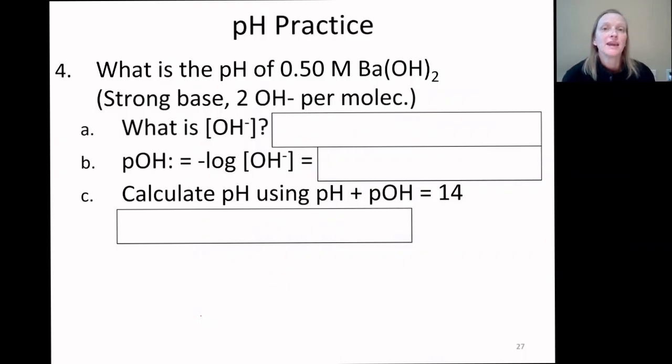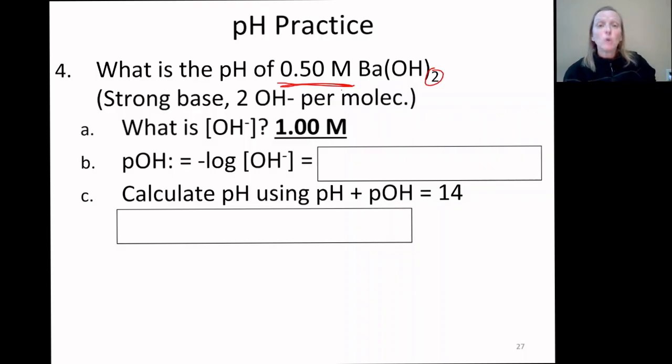Another example, what is the pH of 0.5 molar barium hydroxide? This is a strong base, so it fully ionizes in water. And you can see that for every 1 formula unit of barium hydroxide, I'm going to get 2 hydroxide ions out of that. So even though my concentration of base here is 0.5 molar, I'm going to double that for my concentration of hydroxide ions. So I'm going to have 1 molar of hydroxide ions.